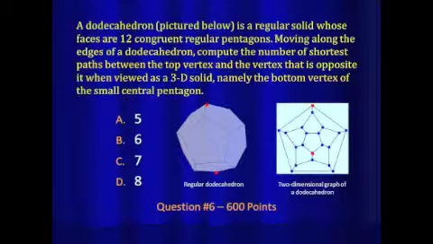So it's worth 600 points. The choices are 5. It's important to have the choices up there. 5, 6, 7, and 8. And that's the number of shortest paths between the top vertex and the bottom, opposite. And it's worth, as I said, 600 points, and you have 60 seconds.